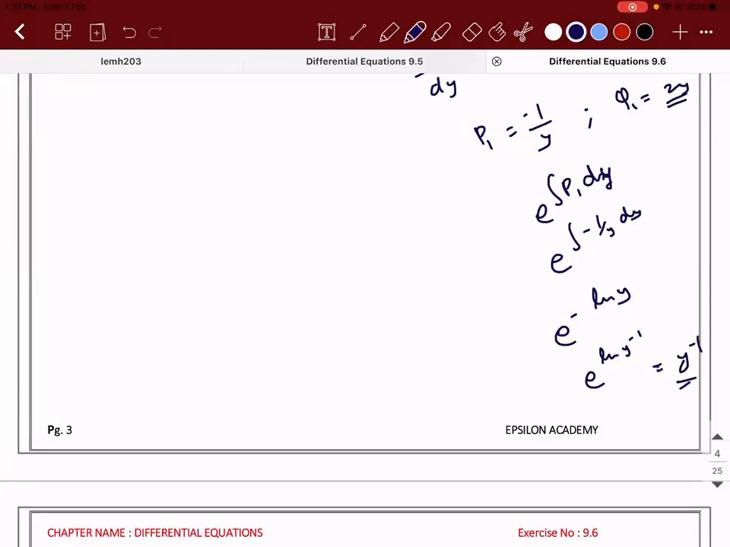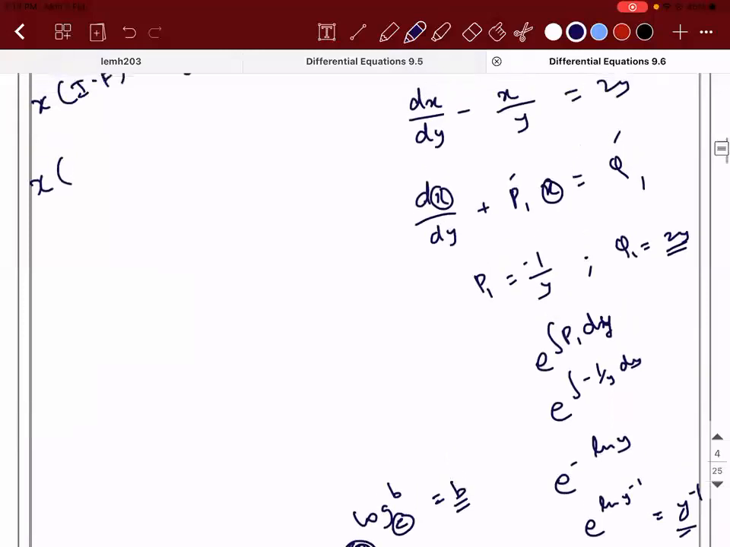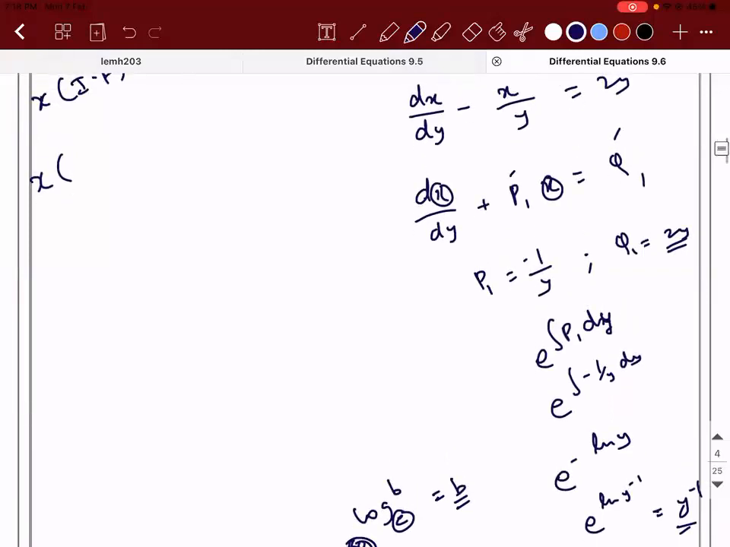I told you in the previous problem, right? E power log of E power x, log will always be anything. Log e power log of b base the same power. The base is the same as this thing. So here also you have e and here also you have e. This will be b. So yes, x in integrating factor is y power minus 1.